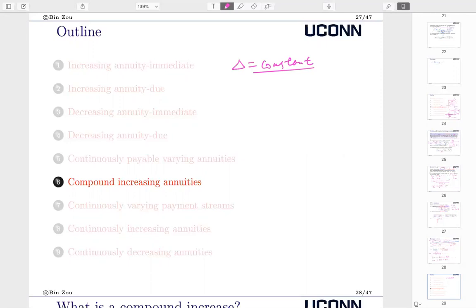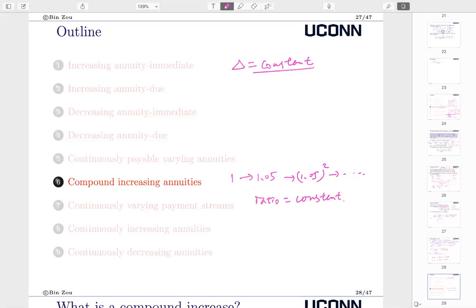So the change is a constant. In section 6, we deal with compound increasing annuities. From a mathematical angle, we have the ratio being a constant. So for instance, I go from 1, let's say 1.05, 1.05 squared. This is what we call compound increasing. The ratio between two consecutive numbers is 1.05. So here is the ratio. It's a constant.